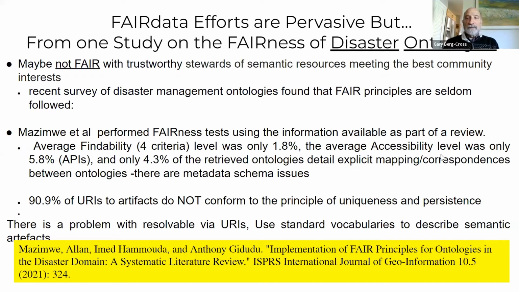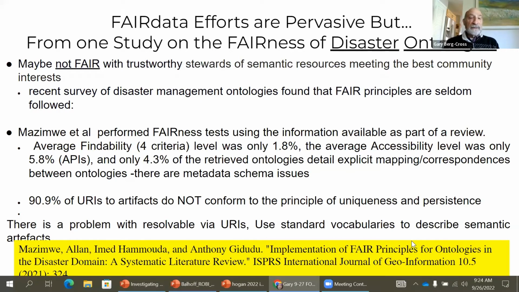Now, of course, these are ontologies over a long period of time, but the publication is recent, just last year. Some of the ontologies are a bit older. And so they did some fairness tests along the standards that have been developed. They found that findability using 4 criteria was very low, 1.8%. That wouldn't be the case with OBO. But the accessibility was only a little bit larger, in dealing with APIs. And in terms of the detailed explicit mappings and correspondences between ontologies, which is the metadata schema issue, they found it very low.